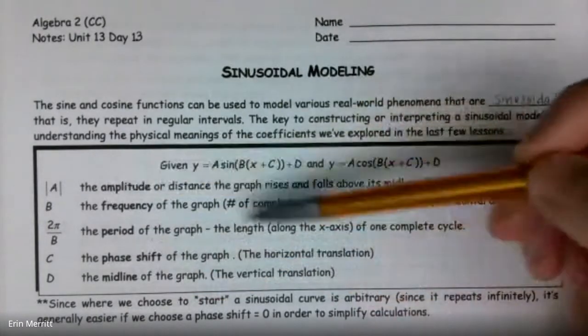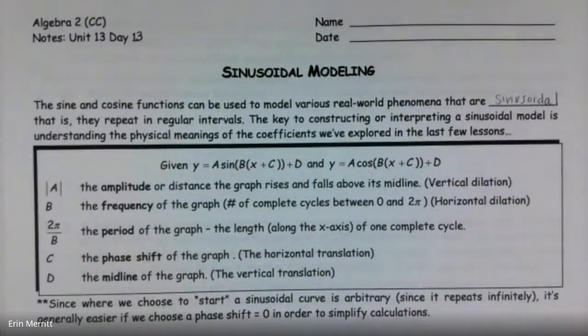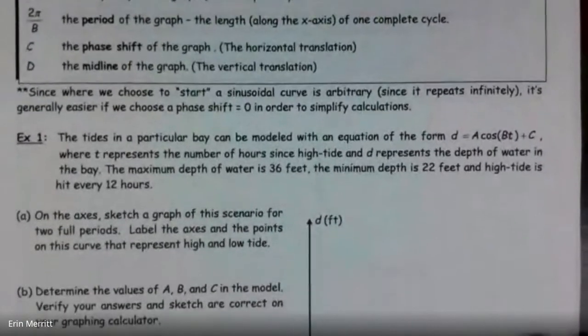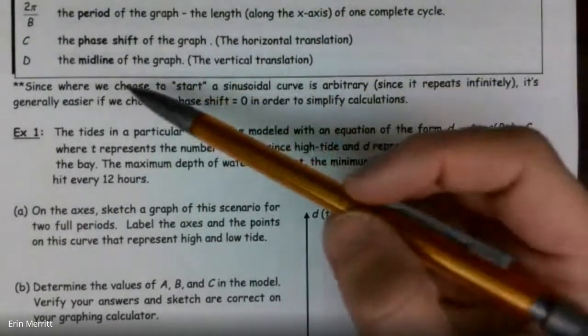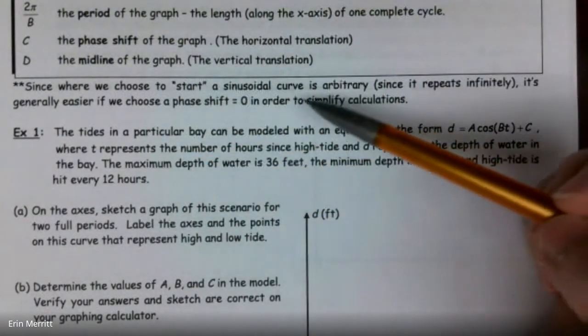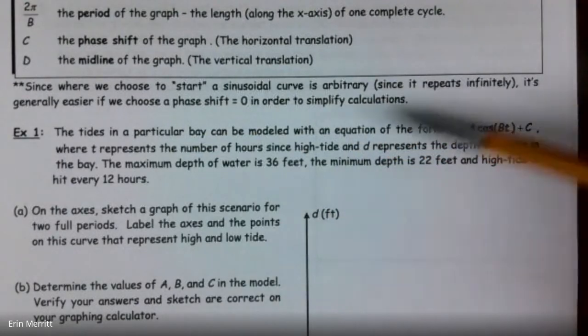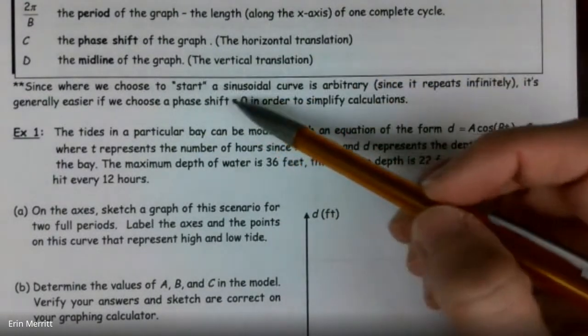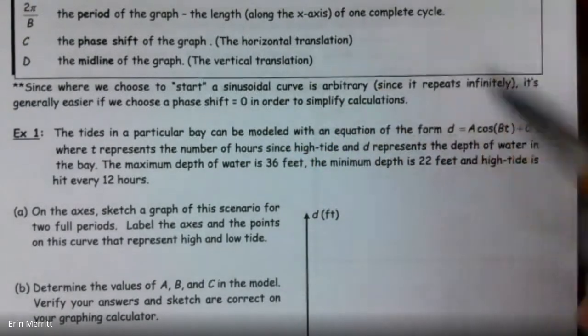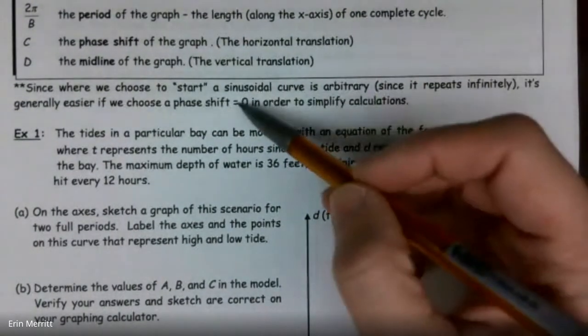You know all these little details already, so I'm going to skip past that, but feel free to reference them as you need them. And it says, since we choose where to start, a sine curve is arbitrary since it keeps going. It's easier if we make the phase shift equal to 0. So we're going to try to avoid having to deal with the phase shift for the most part, all right?